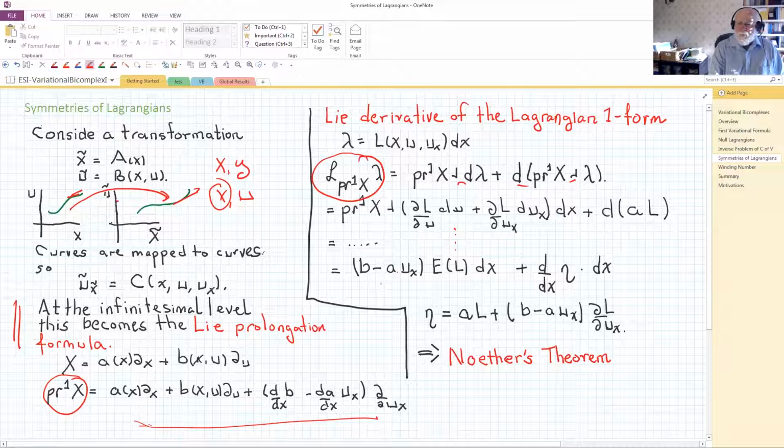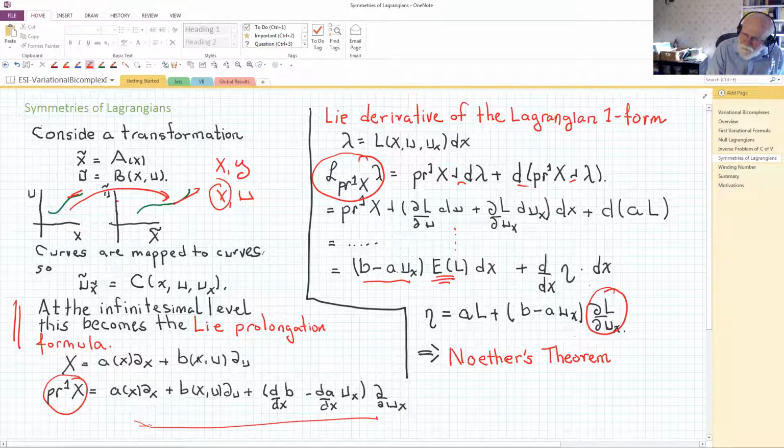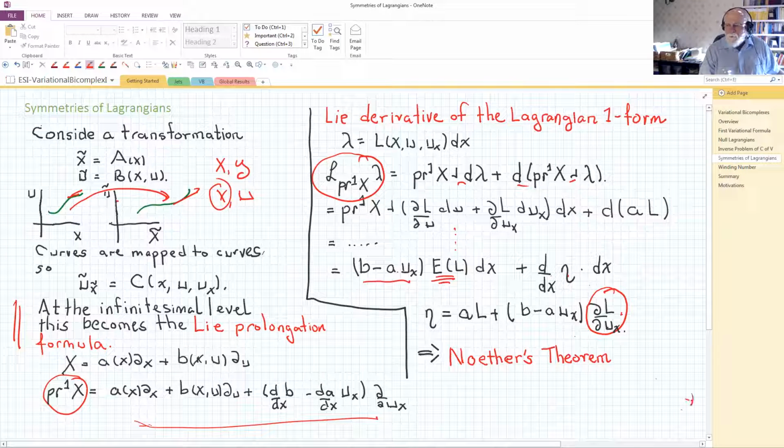The Lie derivative is equal to some multiple of the Euler-Lagrange form plus a total derivative, and this total derivative is given by this expression right here. And in this case, I want to draw attention to this part right here. This part of our so-called conservation law, our first integral, is coming from the boundary term. Okay, this is the celebrated Noether's theorem.